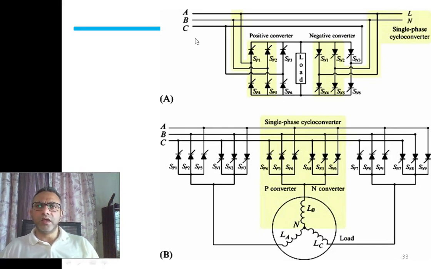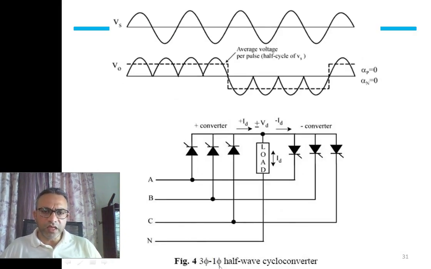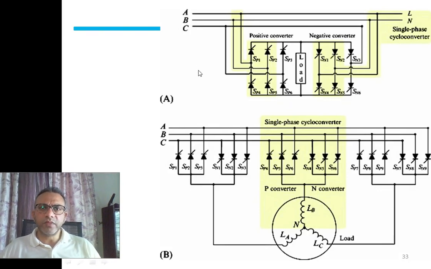Previously we saw the three phase to single phase half wave converter. Now in the first diagram, this is the three phase to single phase full wave converter, where we are using two independent sets of three phase rectifiers. This is the first set, which is called the positive converter. It provides the positive pulses, and then we have a set called the negative converter. It will provide the negative pulses.